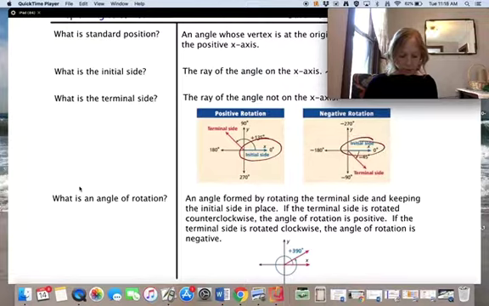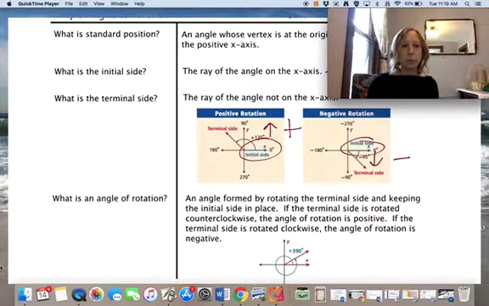And we know that if we move up, we're moving in a positive direction. And then we know if we move down, this is where we've got negative values on our coordinate plane. So that's how I remember. So if we move up first, that's positive. If we move down first, it's negative.